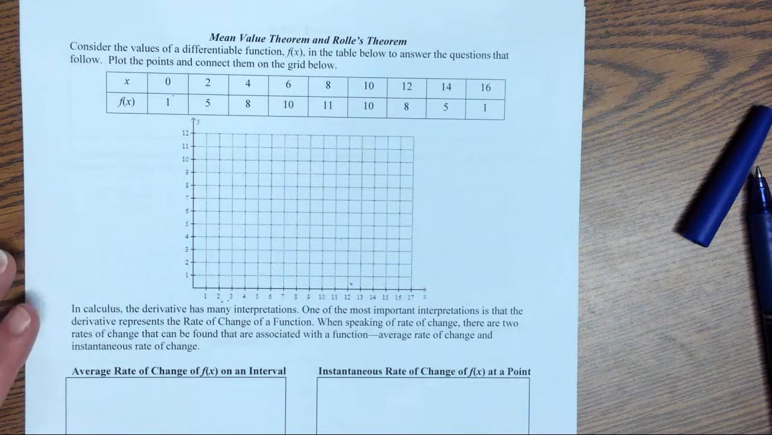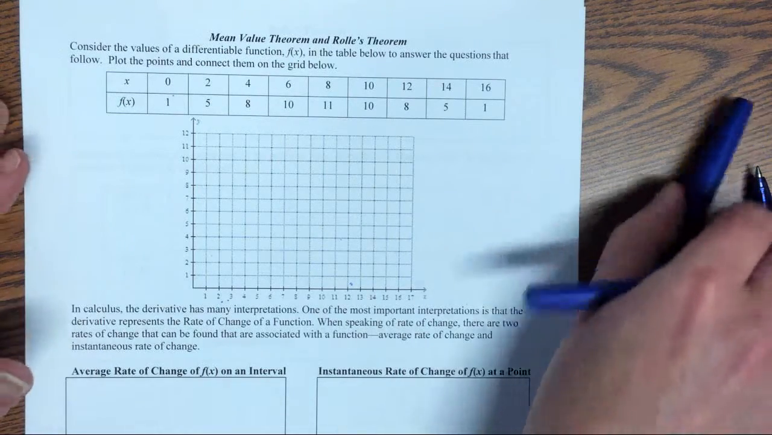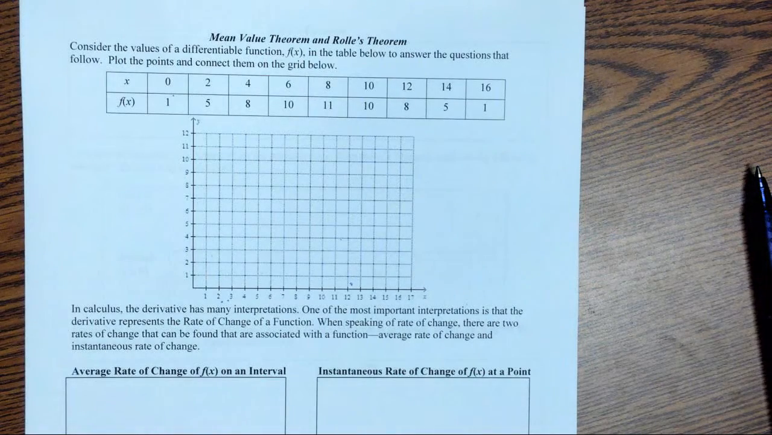Mean value theorem and Rolle's theorem. Let's start with this table. This is a differentiable function, and that's important because if it's differentiable, it's definitely continuous. That means there's no holes, no asymptotes, but being differentiable means we also do not have any sharp turns. Nothing weird at all happening.